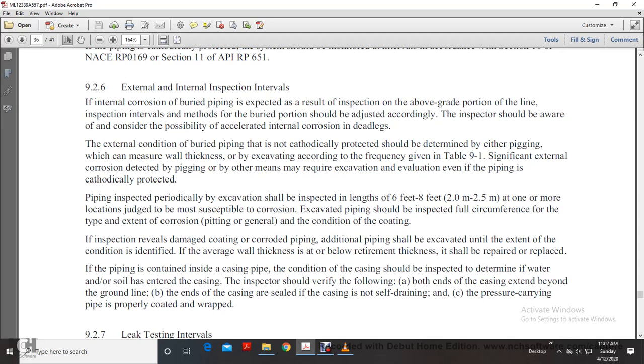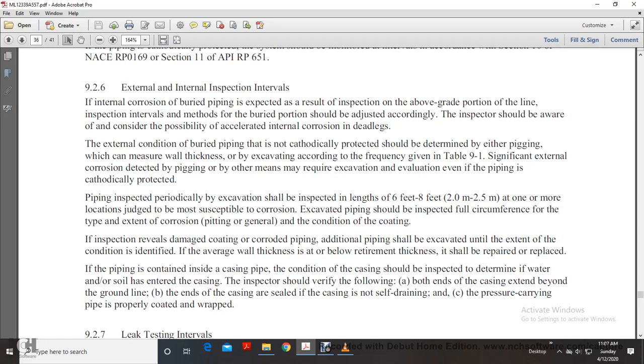Significant internal corrosion detected by pigging or other means may require excavation and evaluation of the piping if it is cathodic protected. Piping inspected periodically by excavation should be inspected in lengths of 6 to 8 feet at one or more locations judged to be more susceptible to corrosion. Excavated piping should be inspected around the full circumference for the type and extent of the corrosion, and for the general condition of the coating.